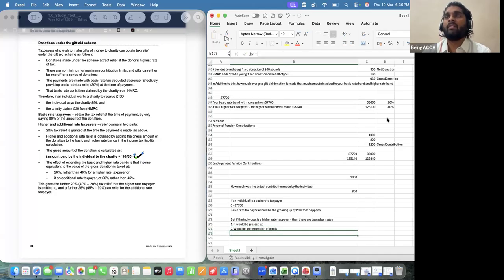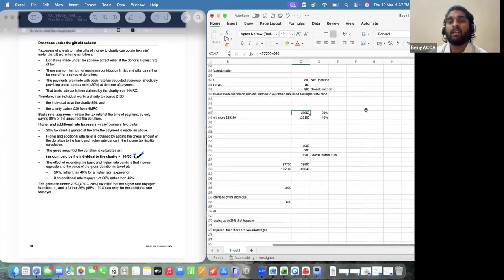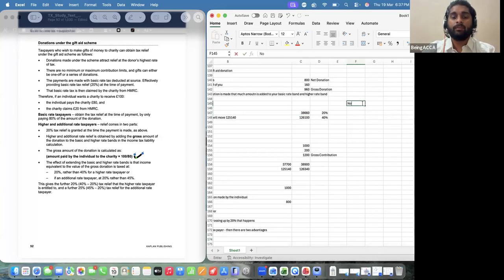So a person who has a basic rate band of only up to 37,700, because of the donation made of 960, now his income up to 38,660 would be taxed at 20%. Correct? Now let's see how that is beneficial. Let's take it that there were no contributions made, and his income is 38,660.